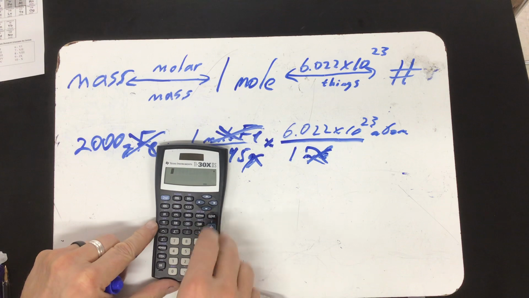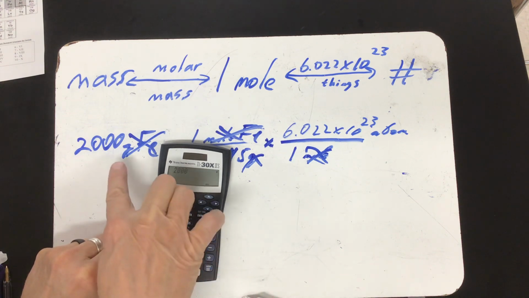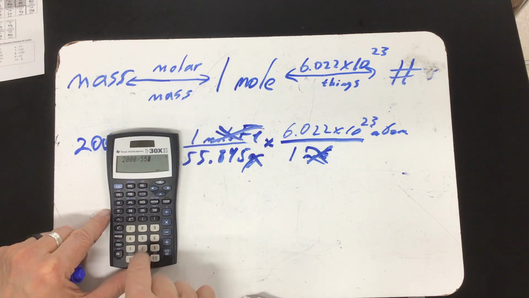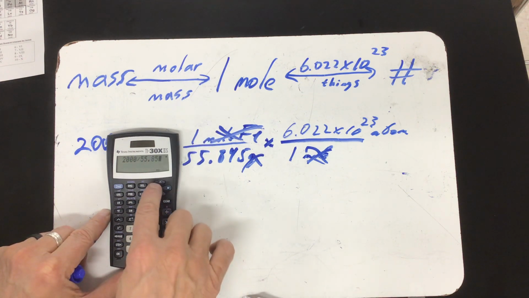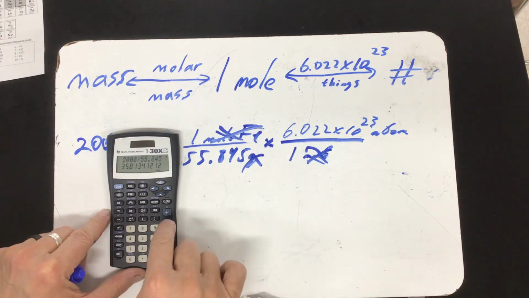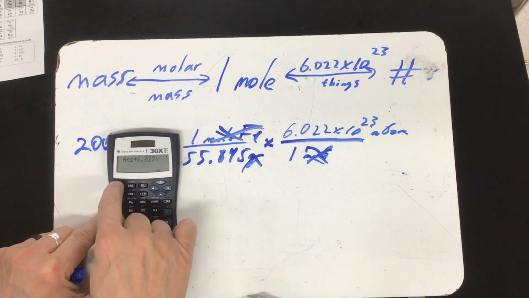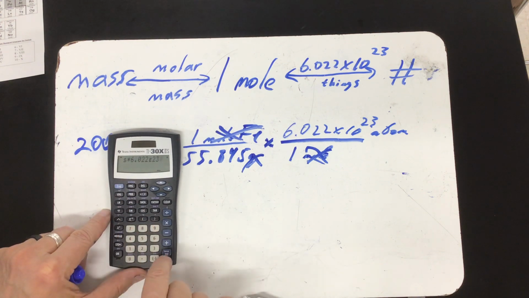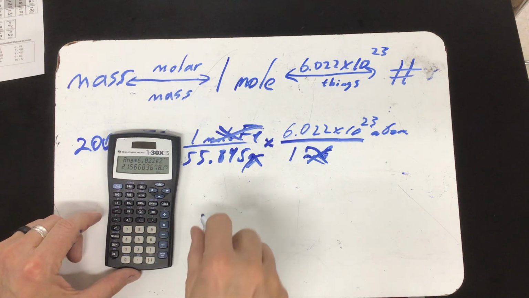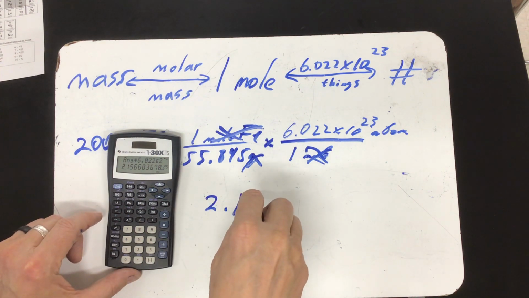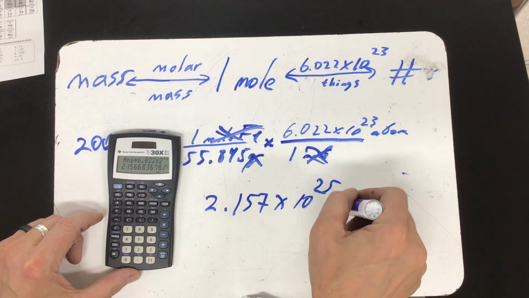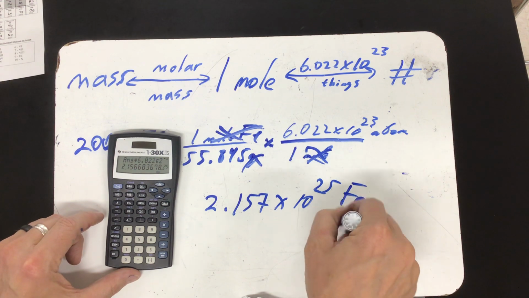So 2,000 times 1, divided by 55.845, equals, and I will multiply it by 6.022 times 10 to the 23. And I get 2.157 times 10 to the 25 iron atoms.